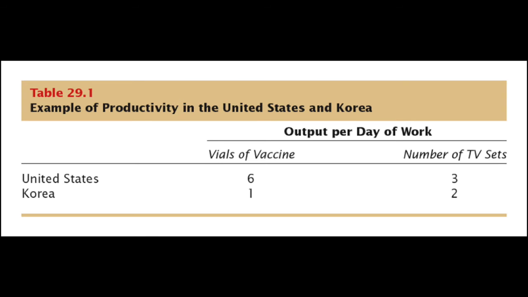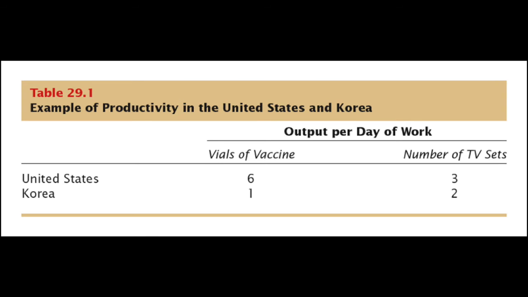For TV sets, the United States opportunity cost of one TV set is 2 vaccines, while the opportunity cost for Korea is half a vaccine. Korea has a lower opportunity cost and hence the comparative advantage in TV set production.